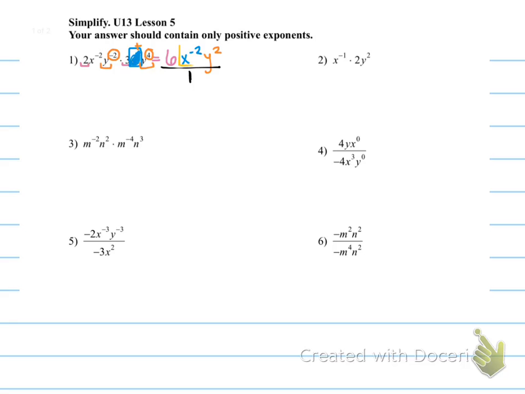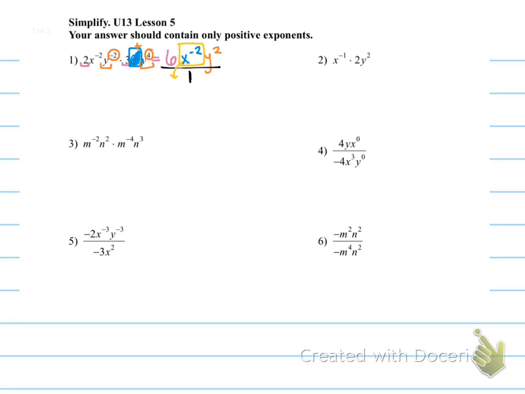So I'm going to take a look at just this x to the negative 2 because that's the only one that's not acceptable right now. So in order to make a negative exponent positive, you have to flip its location. So for this example, x to the negative 2 is on the numerator. Well, if I want to make that positive, I need to switch it to the denominator.